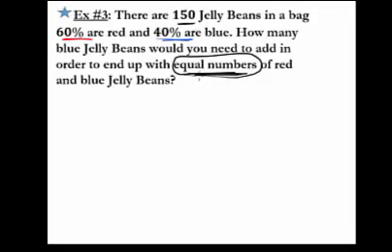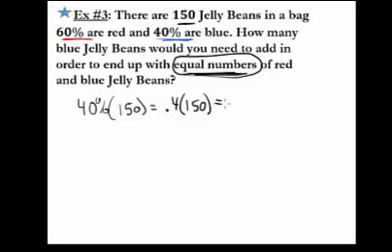So let's try it this way. If there's 150 jelly beans and 40% are blue, how many are blue? Well, 40% of 150. Now we know how to do that, right, from last semester. 40% of 150 is the same thing as 0.4 times 150. And plug it in the calculator, do some mental math, you end up with 60. So we know that we have 60 blue jelly beans right now.